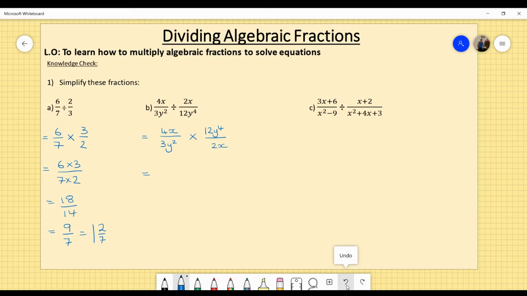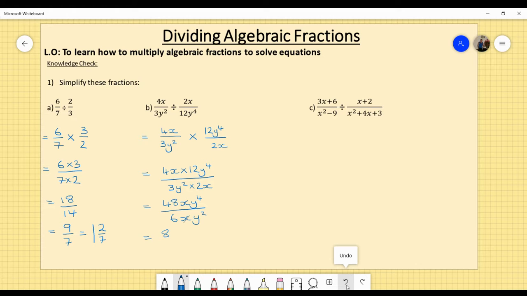Okay, then I'm just going to multiply my numerators together. So 4x times 12y to the power of 4 over 3y squared times 2x. And I now need to simplify. So on the top, 4 times 12 will give me 48x y to the power of 4 over, and 3 times 2 will give me 6x y squared. And then I need to simplify it. So 48 and 6, the highest common factor of those two is 6. If I divide everything through by 6, on the top I will end up with 8 and 1 on the bottom, so I don't need to do that.